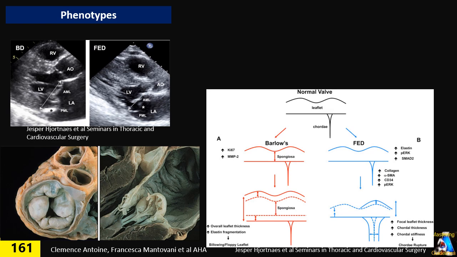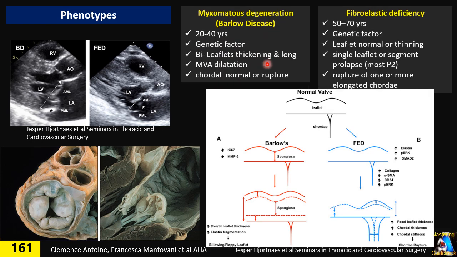Now let's look at those two major phenotypes of mitral valve prolapse. Myxomatous degeneration, or Barlow disease, usually involves patients at an average age of 20 to 40 years old. They are young and have a longer history of symptoms, which we will discuss later. But in fibroelastic deficiency, the average age is 60 years old, above 50. In both of them, some genetic markers have been found that differ between the two.